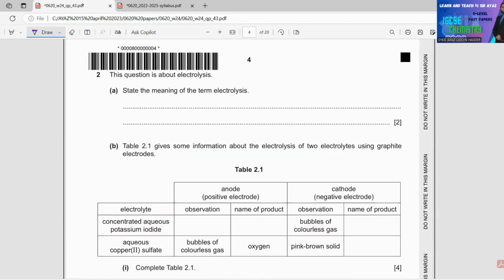Going to next question, which is question number 2. This question is about electrolysis. A. State the meaning of the term electrolysis. Electrolysis, it's divided into two terms. Lysis means breakdown. And electro means current. So we have breakdown by passing an electricity.